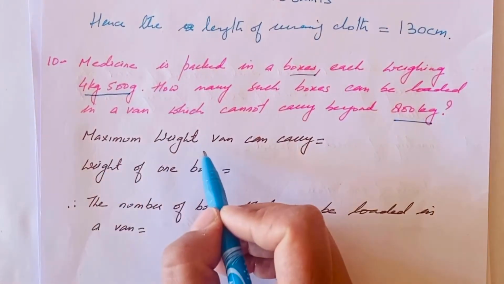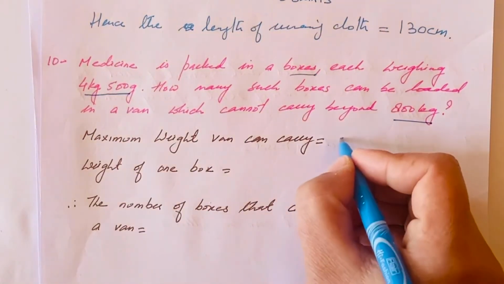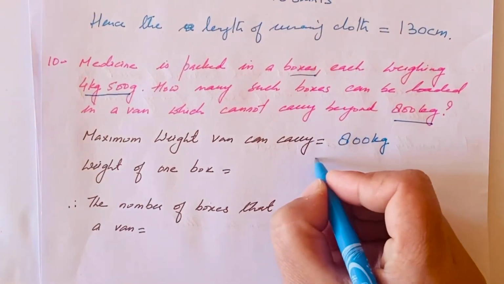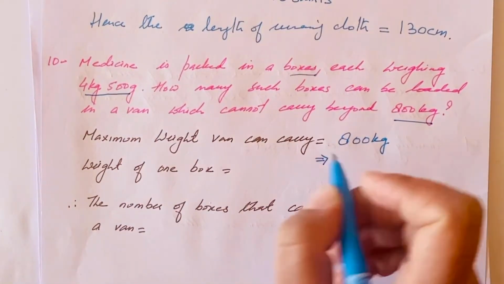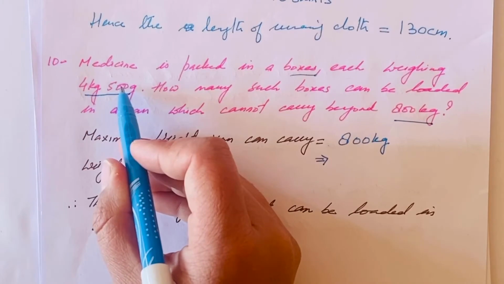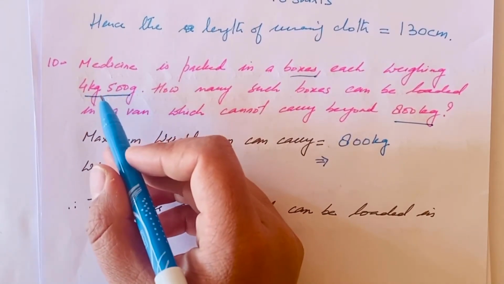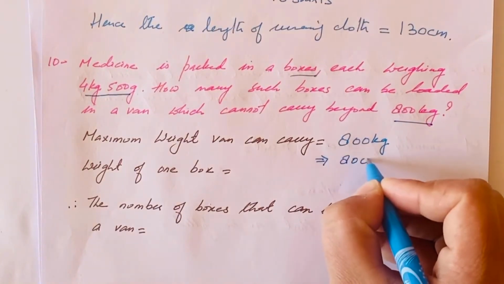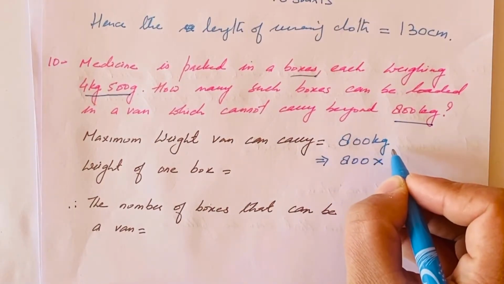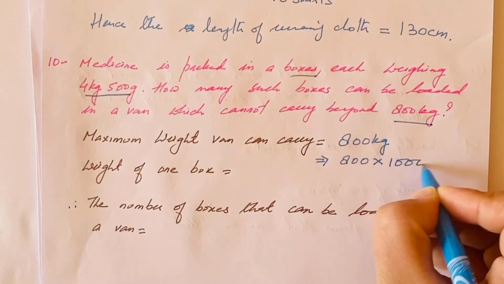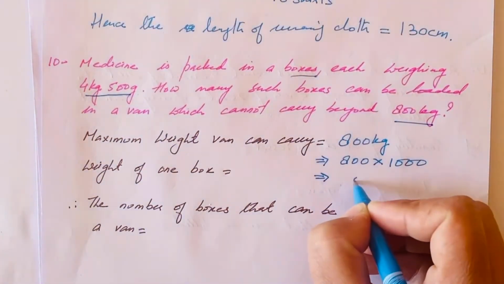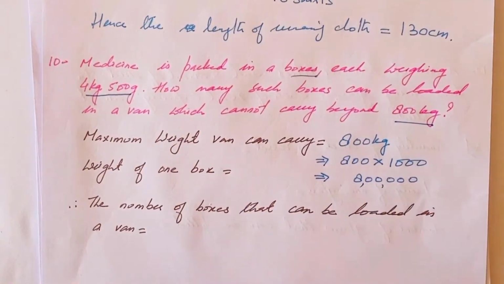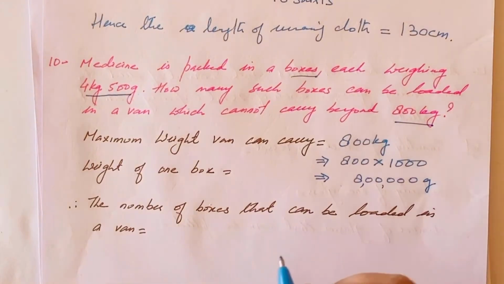First, the maximum weight the van can carry is 800 kg. Here also we have to convert into gram, because the box is 4 kg 500 gram. So convert it into the smaller unit. 800 kg to gram, we have to multiply by 1000. So your answer will be 800,000, that is 8 lakh gram.